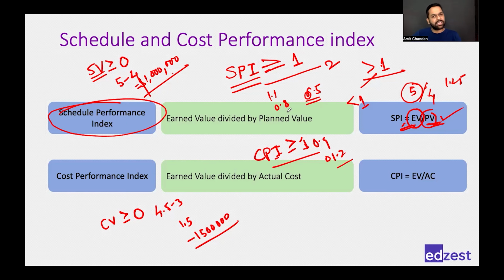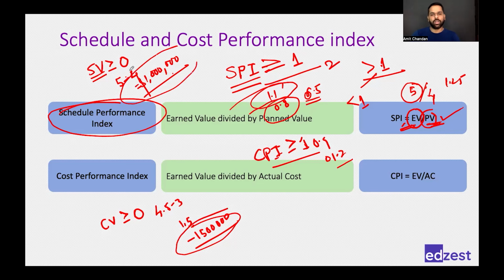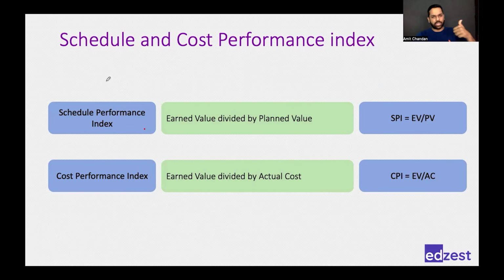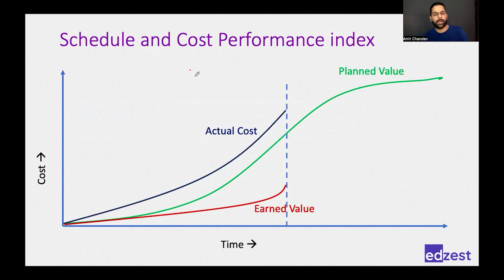Right? So if it is less than 1, bad job. If it is more than 1, good job. If it is less than 0, bad job. If it is more than 0, good job. Right? Whether it is cost or schedule. So just by looking at your number, you will be able to understand your schedule performance and your cost performance. Right? Let's have a look at this in the chart as well.